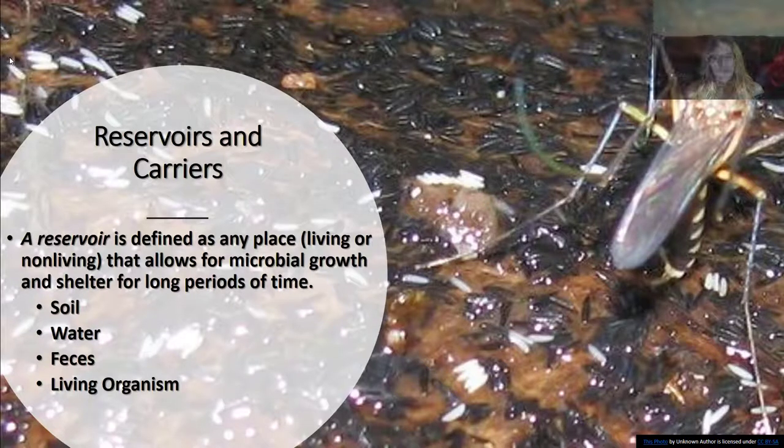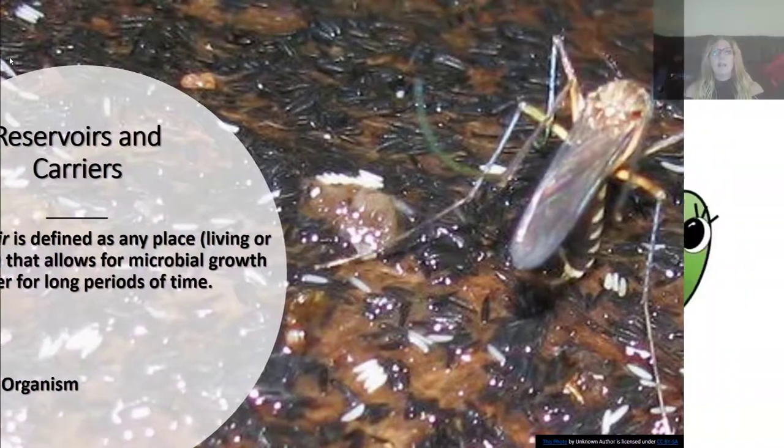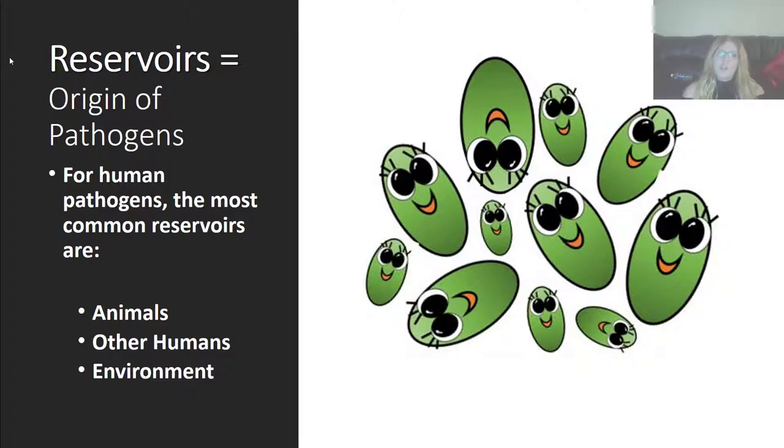A reservoir is defined as any place, and this could be a place within a living entity, or a non-living environment, that allows for microbial growth and shelter for a relatively long period of time. Examples could be soil, water, feces, or a microorganism that is surviving inside of a host, lying in a dormant state where it's able to keep that host alive for an extended period of time, and we see that happen as well. For human pathogens, the most common reservoirs are animals, other humans, and the environment.